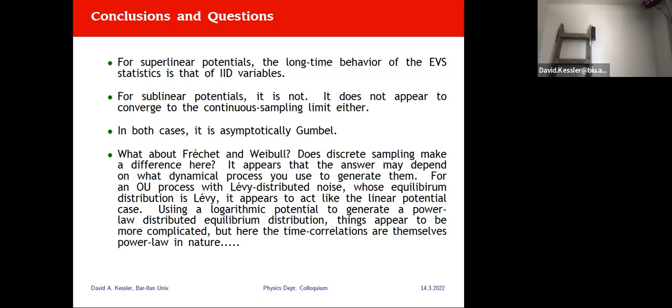It's always asymptotically Gumbel. What about Mr. Fréchet and Mr. Weibull? Well, it depends. The answer is it depends, because you have to specify the dynamical process that gets you there, and there are various different kinds of dynamic processes which generate Fréchet and Weibull equilibrium distributions, and it seems to depend on exactly what problem you're talking about what the answer is going to be. We don't know, but that's work for the future.